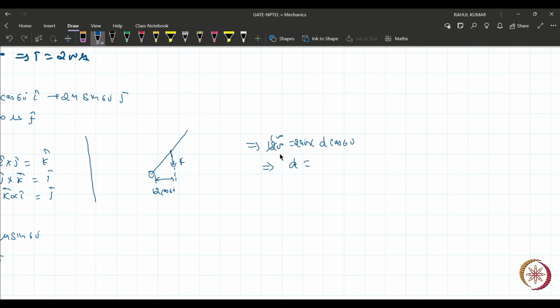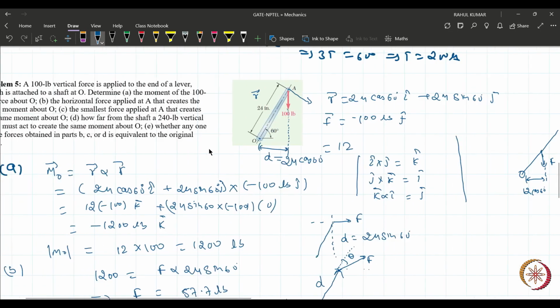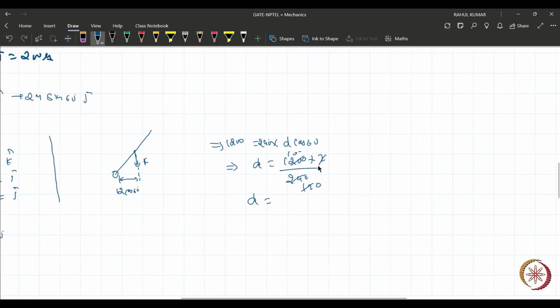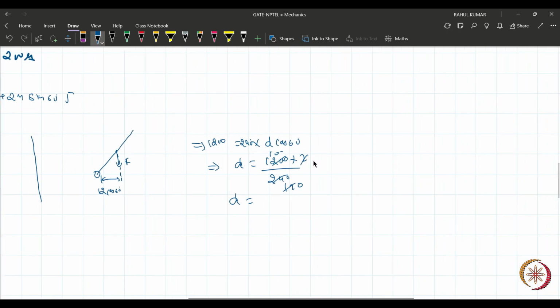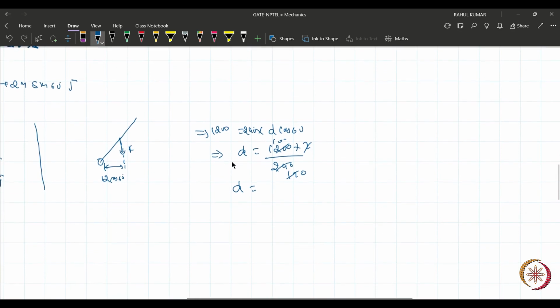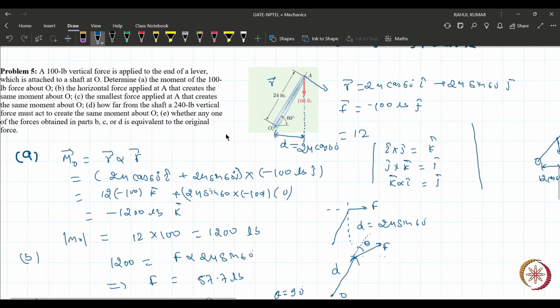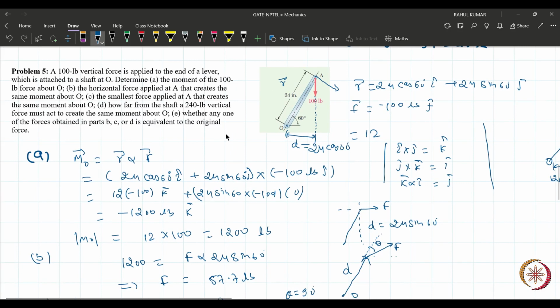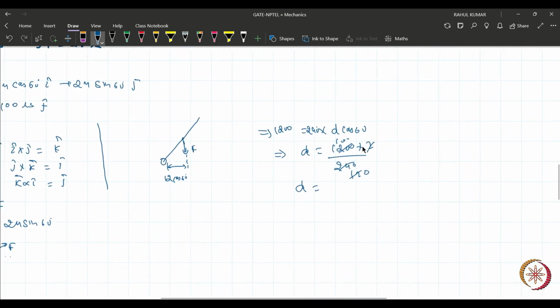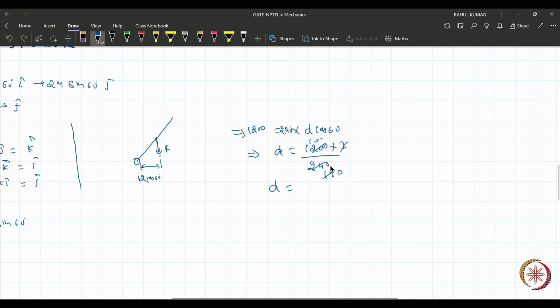So D will be what? 5. 1200 into cos 60 is 2, divided by 240. Okay, that is 100. How is it 100? Sir, it's 10, not 100. I am doing something wrong here. Vertical. 10 meters. Yeah, actually we are getting 10. Sir, it's 10.